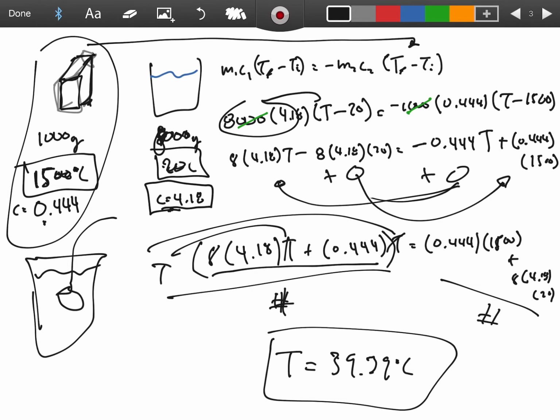One of the things I am ignoring here is that if you take a piece of metal that's this hot and chuck it into the water, you're going to get a ton of steam coming out, and that steam also carries away copious amounts of energy.